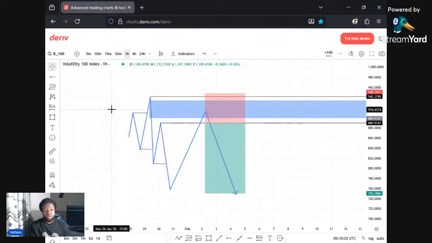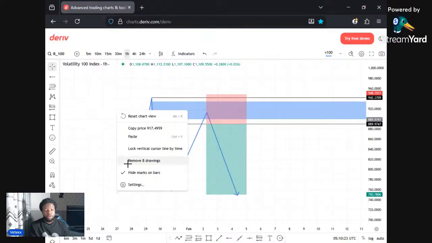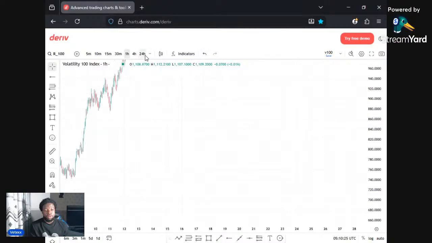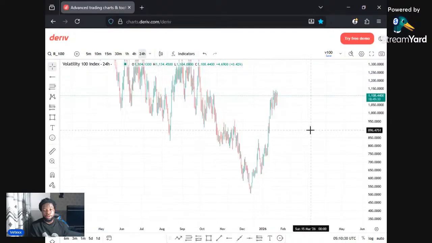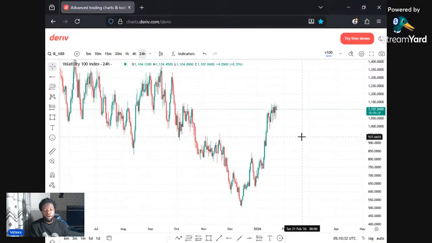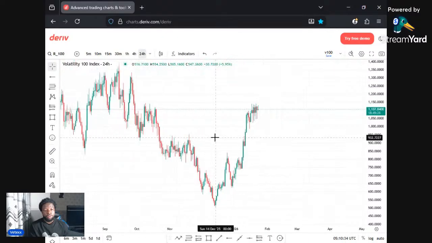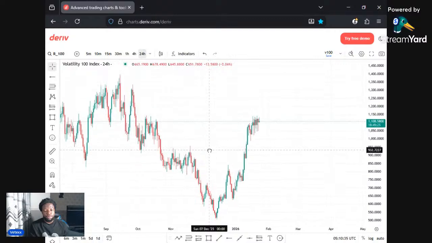So today let's check out V100. Let's check what V100 is, Volatility 100, so that we can easily do our analysis today, and we'll see if we are going to find any setup or not.